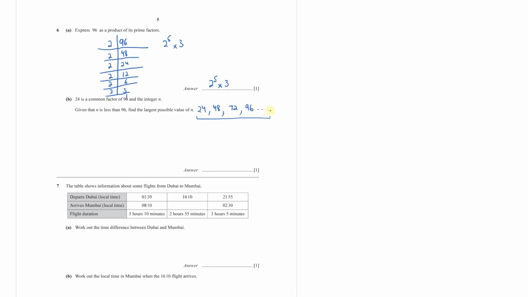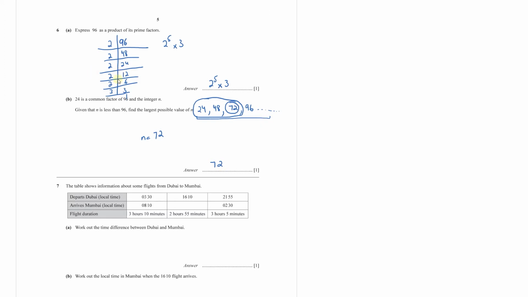We can continue to write even further, but we are given that n is less than 96. So that means n is one of these three numbers, where all three are multiples of 24 and all are less than 96 as well. So we have to find the largest possible value of n. The largest possible value here would be 72. So n equals 72 here.